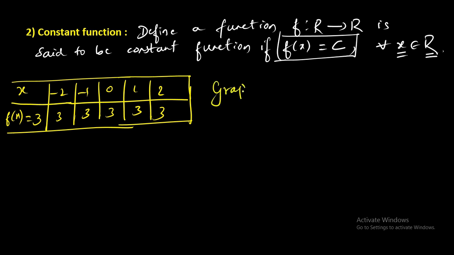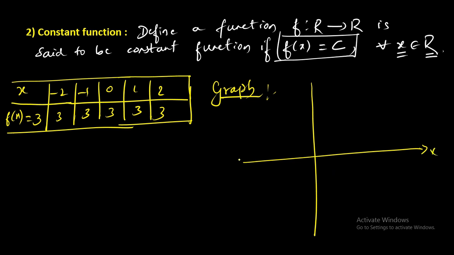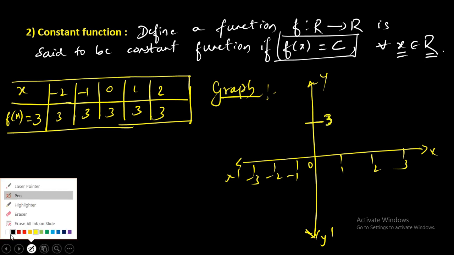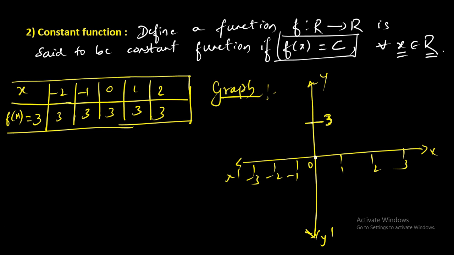Let me take the graph of this constant function. Again, x-axis, y-axis. On the x-axis take the values 0, 1, 2, 3, and on the negative side -1, -2, -3. On the y-axis I will fix the number only for 3 because I have taken 3. Then for 0, 3 you will get. For 0.5, 3 only you get because it is a constant. For 1, 3 only.